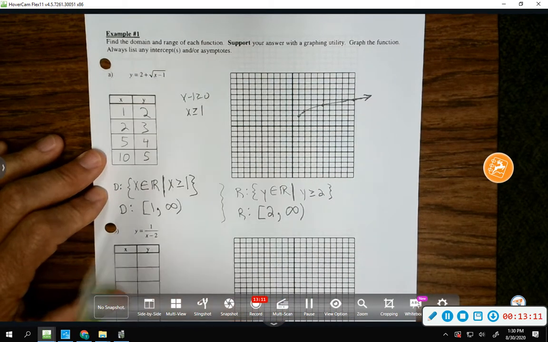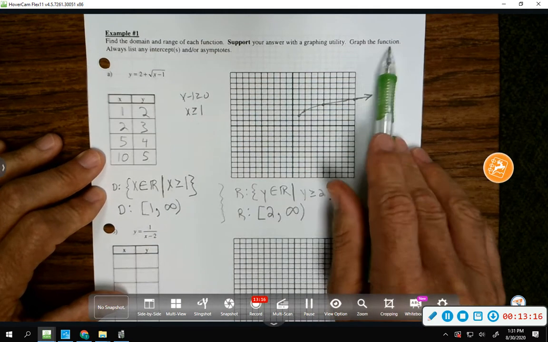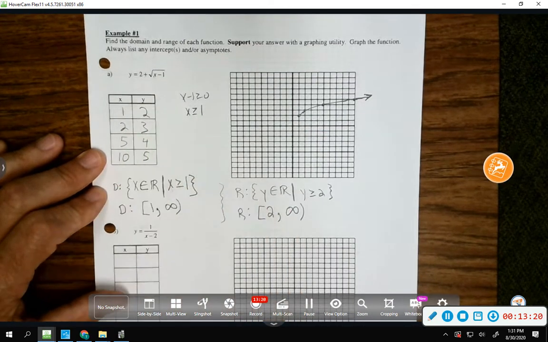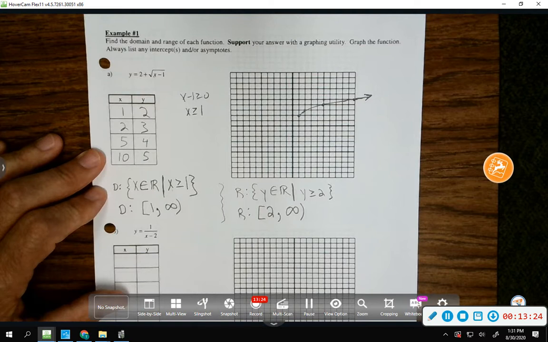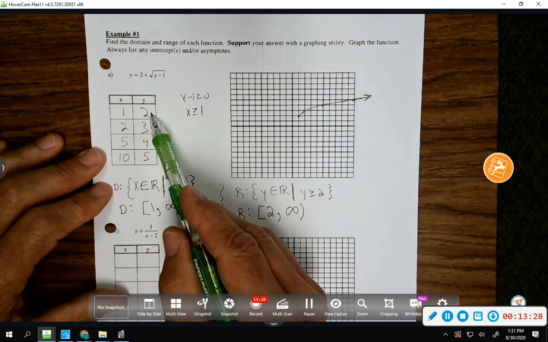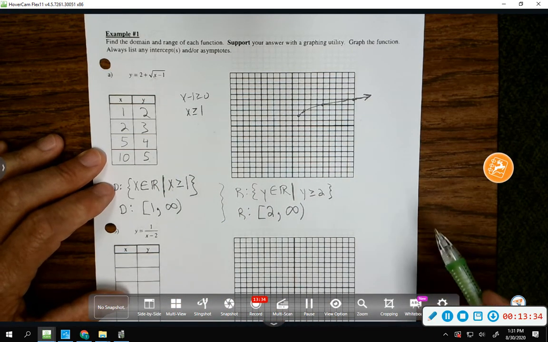Let's see what else it asks for. Domain, range. Okay, support using a graphing utility. You're always going to do that on your own. Graph the function. There's a nice graph. List the points. I'm always going to have a chart and tell you to list points. Now, I won't know if you use your graphing calculator, but I will know this. I expect nice quality points out here. Okay? Are there any intercepts or asymptotes?